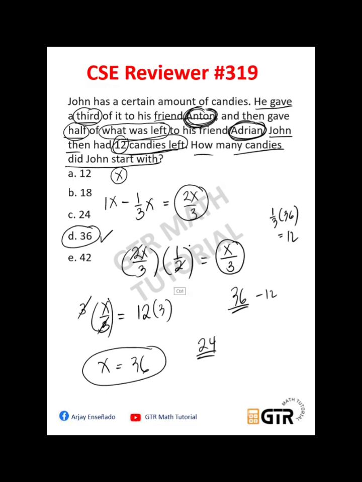And then next, he gave half of what was left to his friend Adrian. So we get half of 24, that is equal to 12. And then subtract 24 minus 12, the remaining candies is 12, which is, based on our problem, what John had left. 12 candies left after he gave a third to Anton and then half of it to Adrian. So the correct answer is letter D, 36.